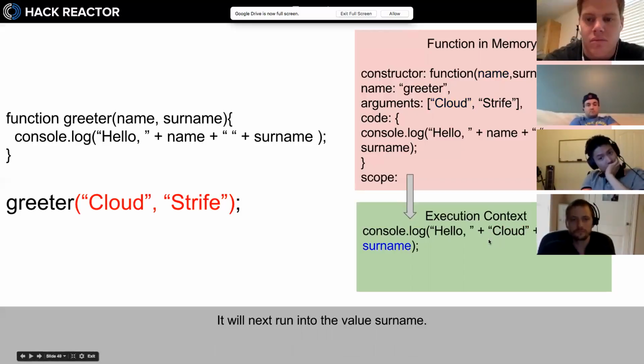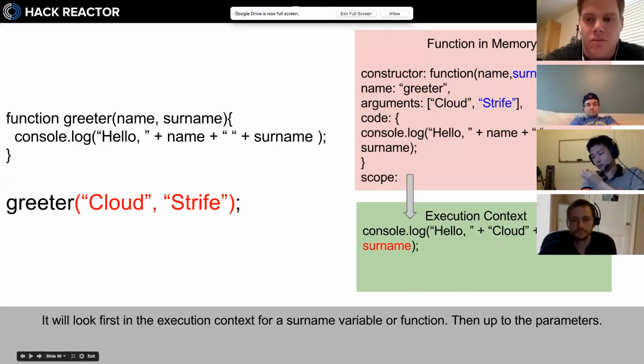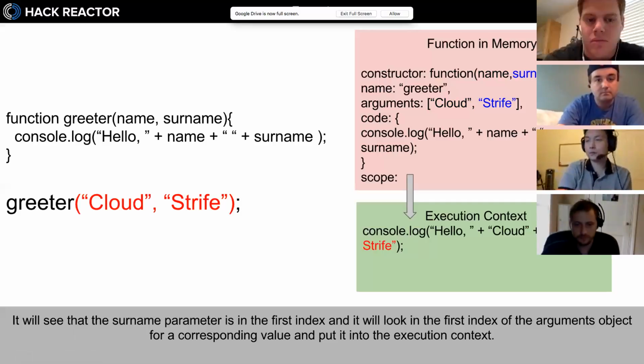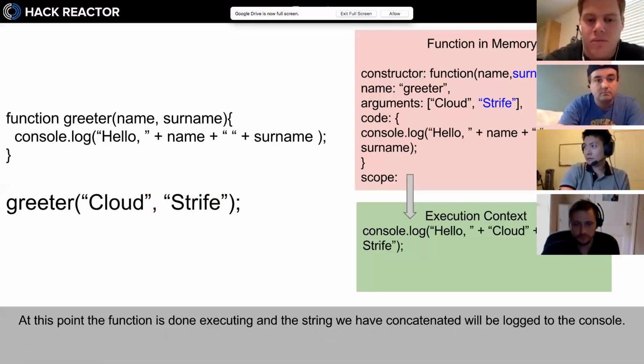It will then go through the same process with surname. It will look at the execution context to see if we've defined a surname variable inside of it. When we haven't, it's going to look at the constructor for the surname variable and then replace that variable with the value at that position in arguments. It will see the surname parameter is in the first index, and it will look up the first index for a corresponding value and put it in the execution context.